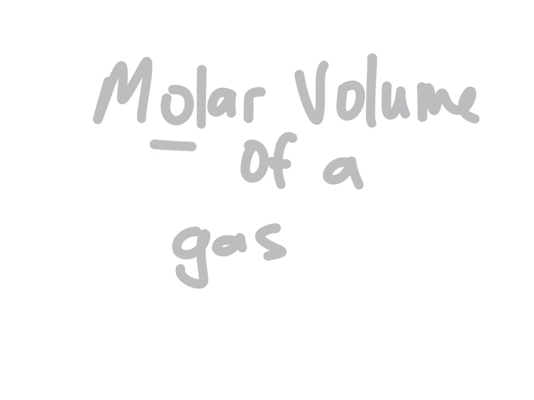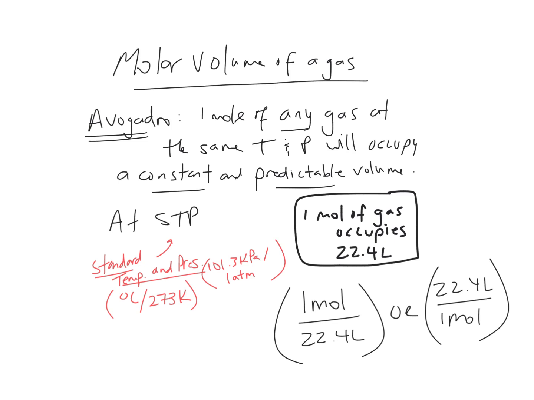This video is on the molar volume of a gas, which means that 1 mole of any gas has a consistent volume. What? That sounds crazy, but it's pretty much true. Alright, so Avogadro again came up with this postulate, this concept that 1 mole of any gas at the same temperature and pressure, okay? I'm going to highlight this for you so you can follow along. At the same temperature and pressure will occupy a constant and predictable volume.